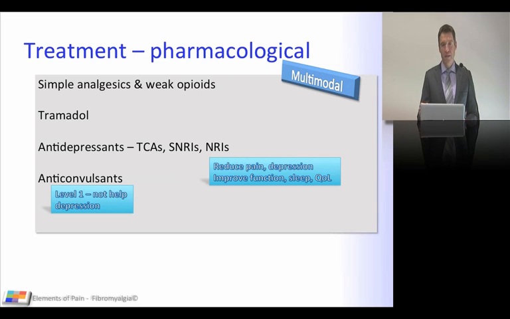Anticonvulsants, as with the antidepressants, there is level 1 evidence out there for their use in fibromyalgia. And pregabalin, I think, has gained FDA approval for use in fibromyalgia. Now, the anticonvulsants don't work against the depression component, but again, they're useful, and it's all about multimodal pharmacological therapy.